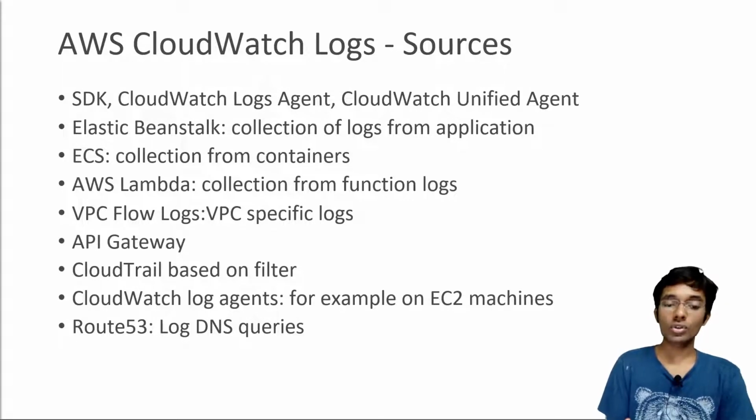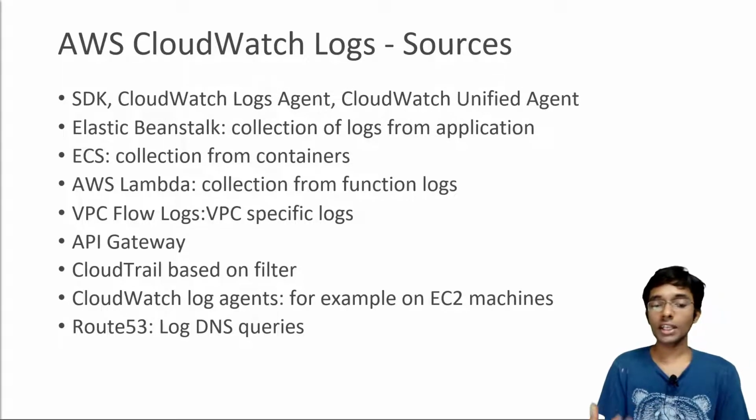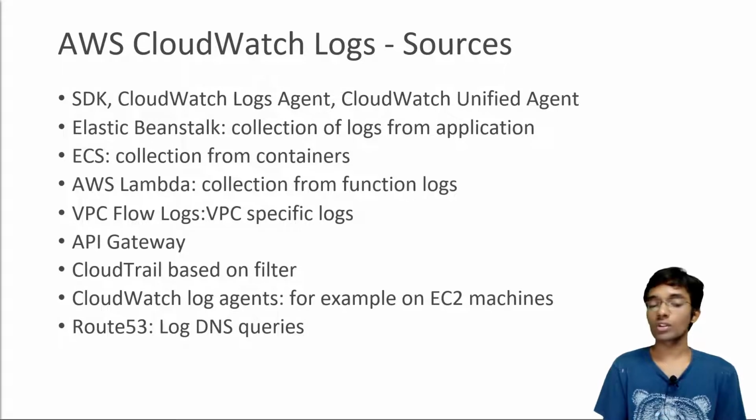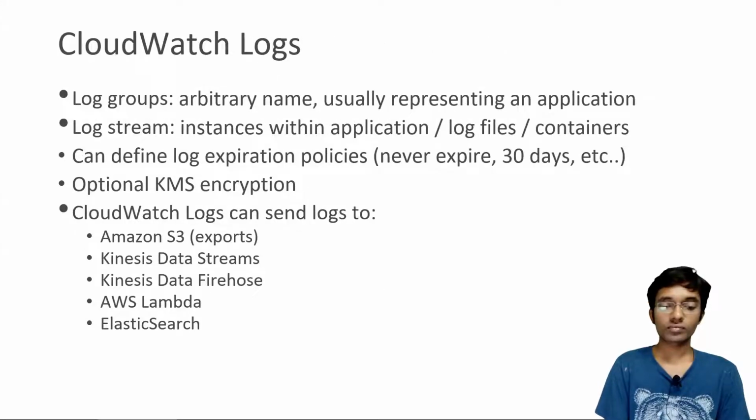So good to know that the CloudWatch Logs agent can be installed on EC2 machines, but it can also be installed on your on-premise virtual machines or on any server you want, as long as it has logs and you want to send them into CloudWatch Logs. Finally, you can also get DNS queries logged from Route 53 and into CloudWatch Logs. So next, how does CloudWatch Logs work in detail?